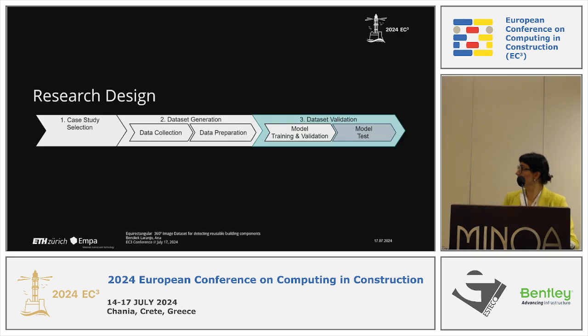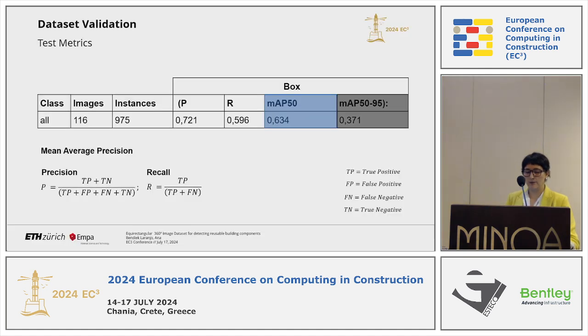Finally, the test run was performed on the test subset of around 120 images and around 1,000 instances. We can see in the test metrics that in this very first run, this initial validation, a large proportion of components could already be effectively detected, but we can also see that the mean average precision at an intersection over union is not very high. This mean average precision, as the name says, is averaged across all the classes.